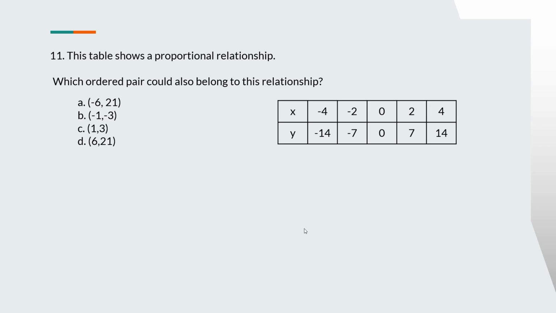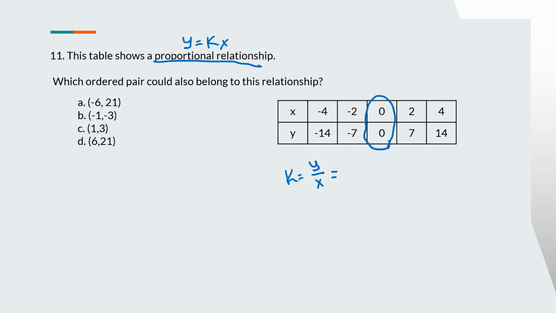All right, question number 11. The table shows a proportional relationship. This means that the equation is y equals kx. It's proportional. It goes through the origin. And lo and behold, there's the origin, 0, 0, right? Which ordered pair could also belong to the relationship? This one's a little different. Since a proportional relationship has ratios that are all the same, we need to establish what the ratio is. So k equals y over x.